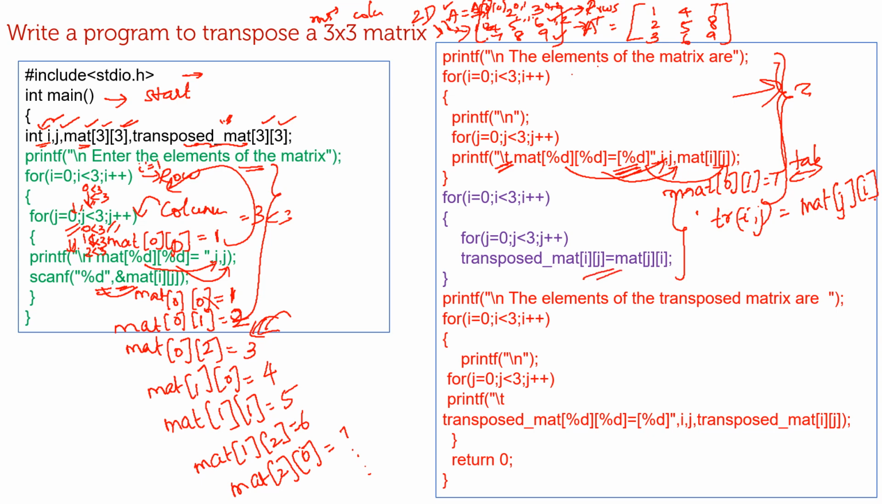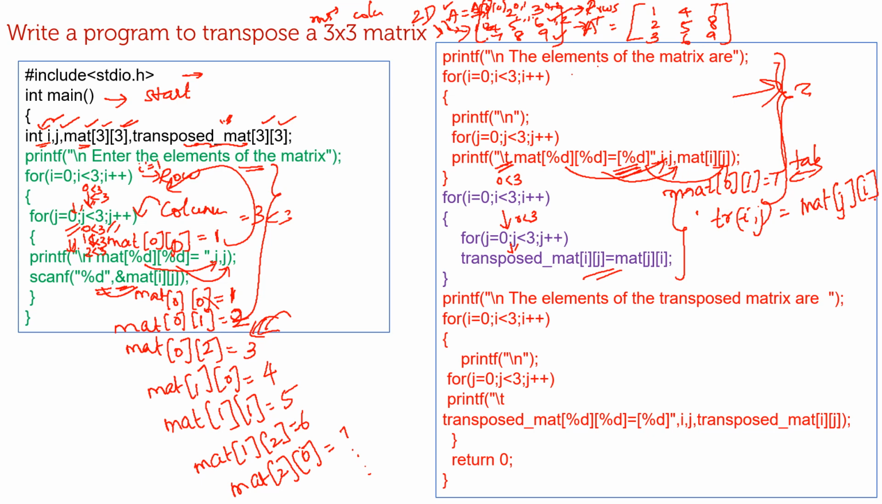See here, for example, we can take the first. for i is equal to 0, i less than 3, i plus plus. So i is equal to 0, right? i is initialized to 0. Whether 0 is less than 3, yes, it enters into the loop. Okay, now for j is equal to 0, whether 0 is less than 3, yes, again it enters into the loop. Now transposed matrix[i][j] is equal to mat[j][i].